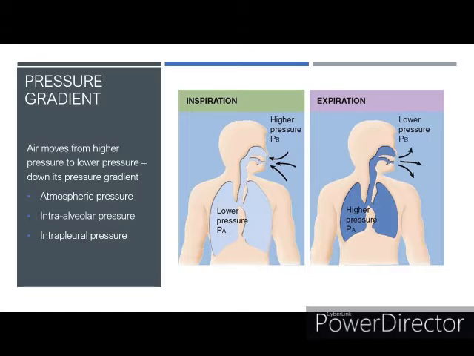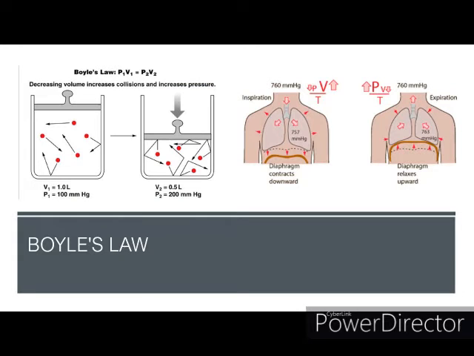Air moves from high pressure to lower pressure, or down its pressure gradient. We look at three kinds of pressure to understand ventilation, which are atmospheric pressure, intraalveolar pressure, and intrapleural pressure. This is all explained by Boyle's law. Boyle's law explains how gas pressure increases and decreases by volume. The picture to the right shows how an increase of volume leads to a decrease of gas pressure, and a decrease of volume leads to an increase of gas pressure.